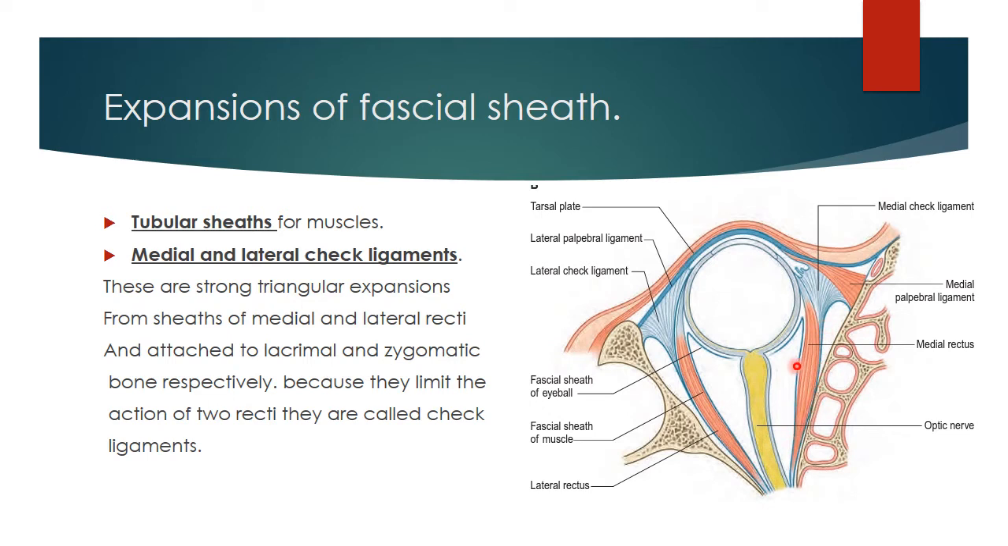Then the medial and lateral check ligaments. These are strong triangular expansions from the sheaths of the medial and lateral recti. On the medial side they are attached to the lacrimal bone, while on the lateral side they are attached to the zygomatic tubercle of the zygomatic bone. These are called check ligaments because they limit the movements of the medial and lateral recti muscles.